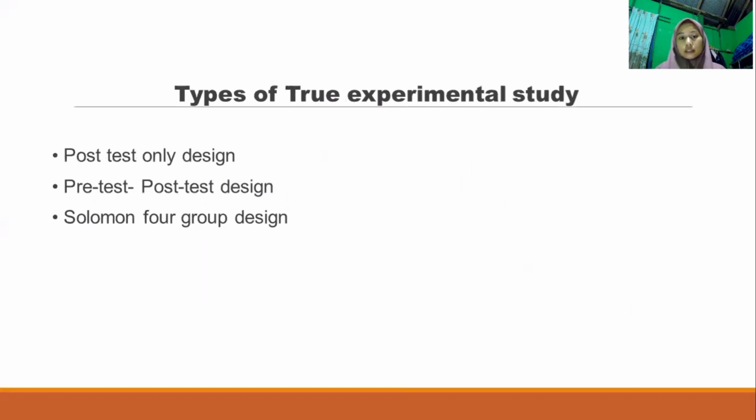Next slide. Types of true experimental study: post-test only design, pre-test post-test design, and Solomon four group design.